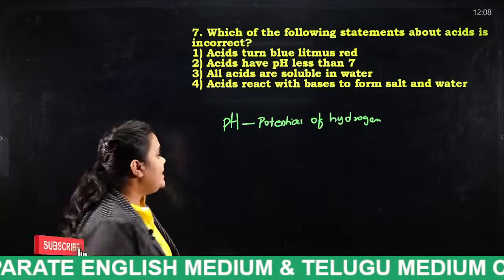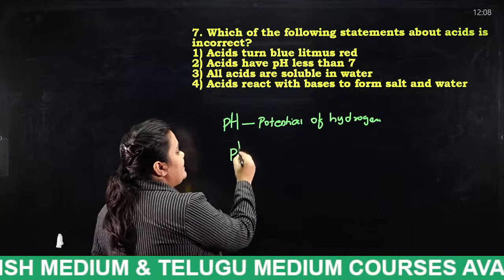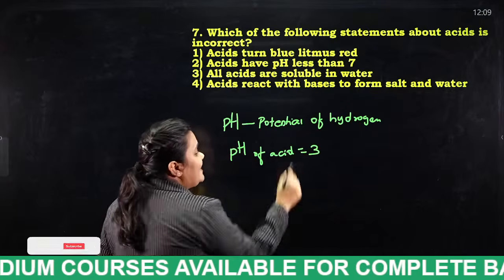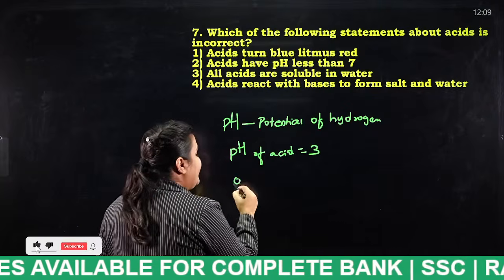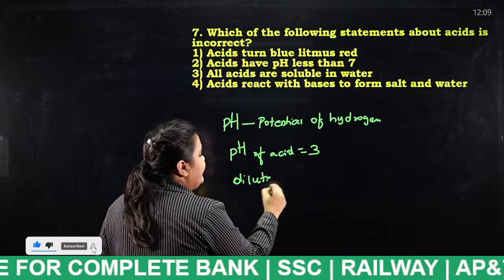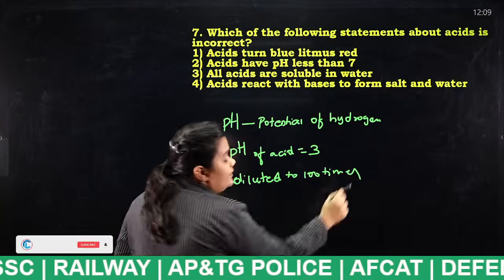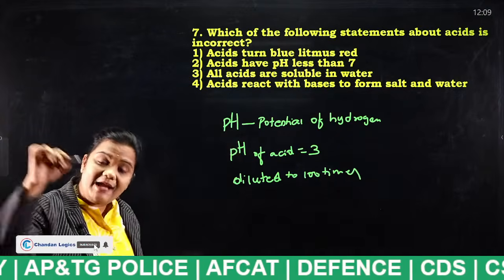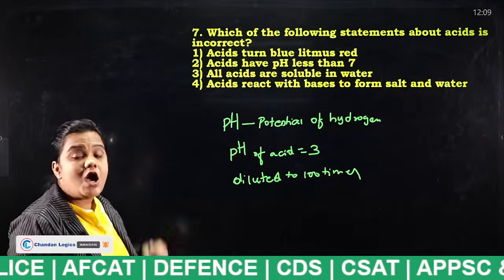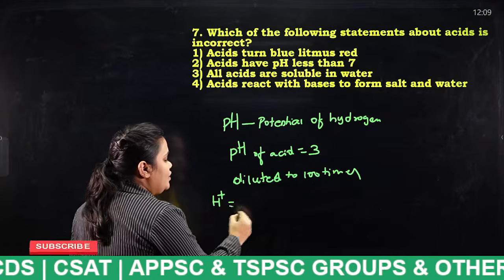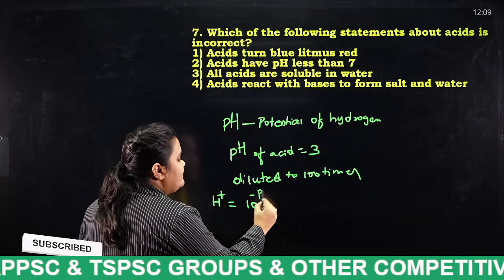For example, in a problem, they are given a pH value of an acid equal to 3, and that acid is diluted 100 times. We have to find the pH value of the diluted solution. So, how will we find it? There exists a formula: H plus is equal to 10 power minus pH.